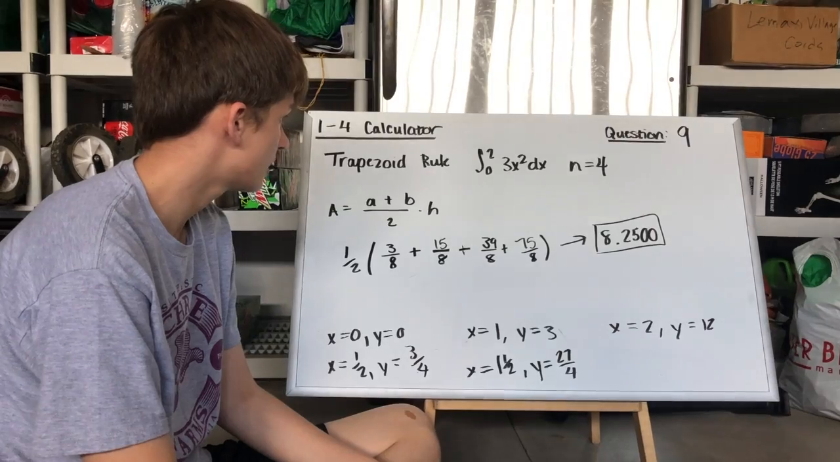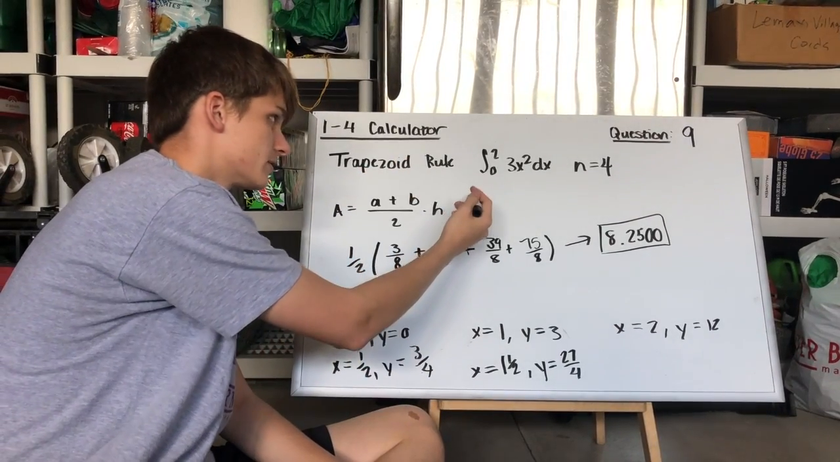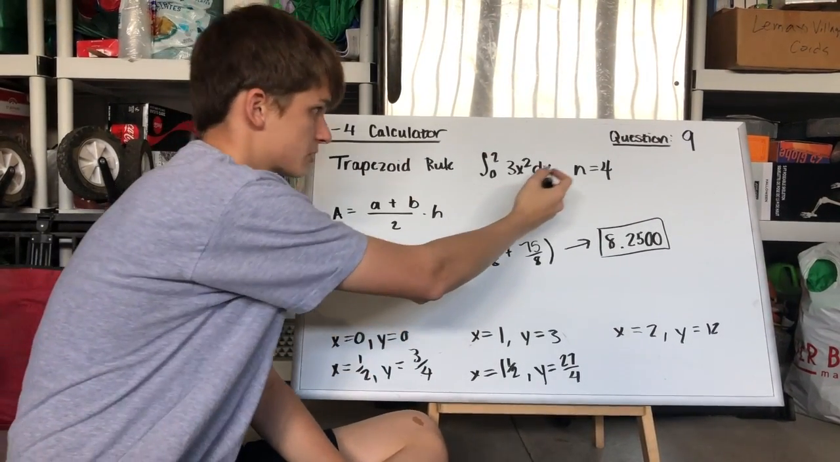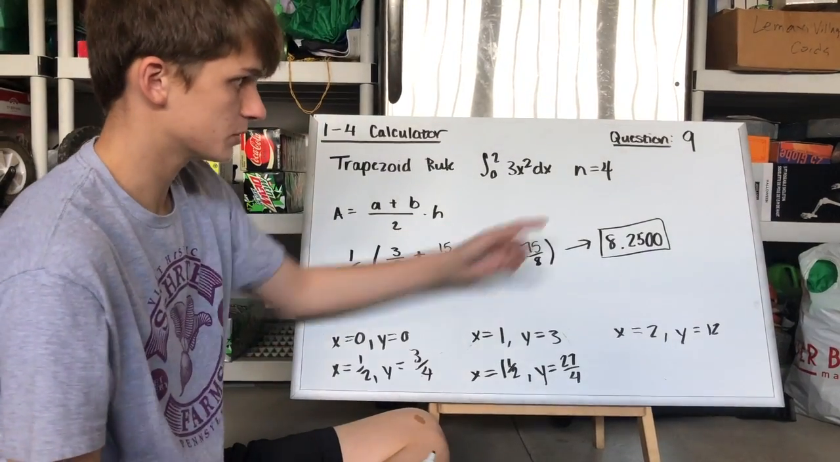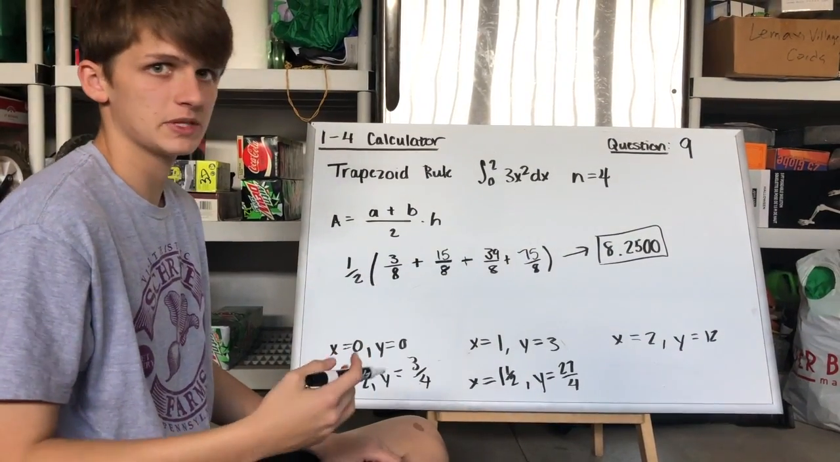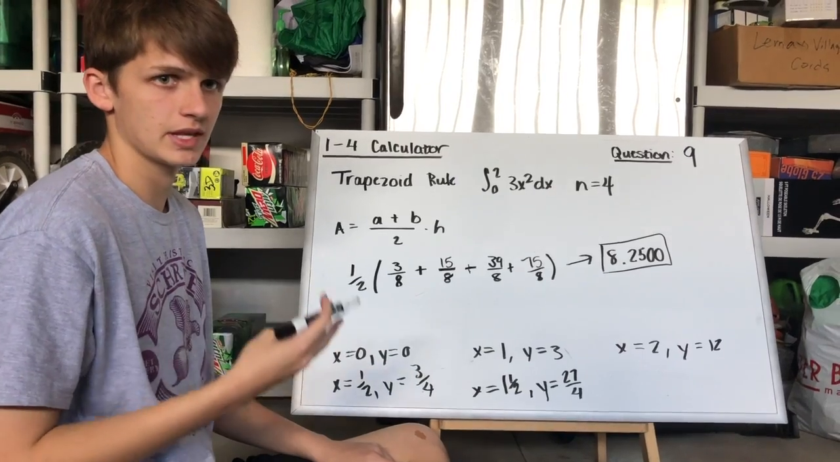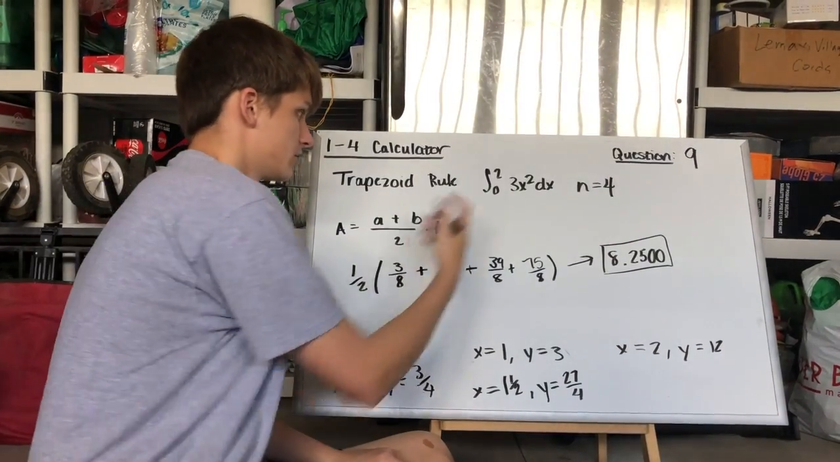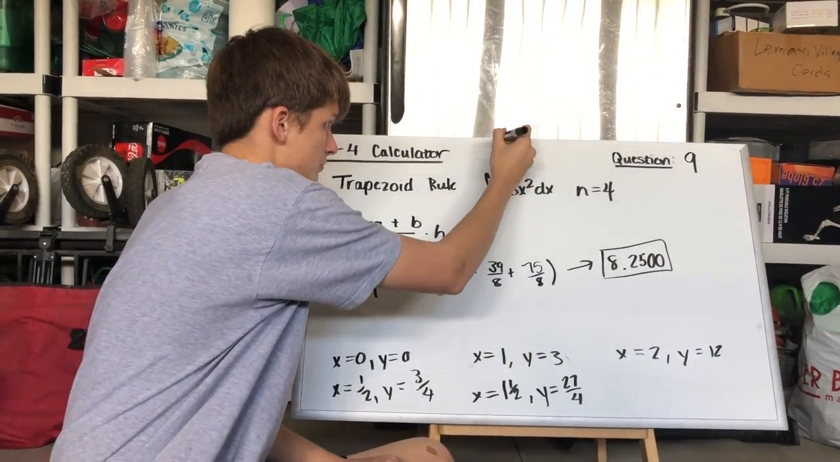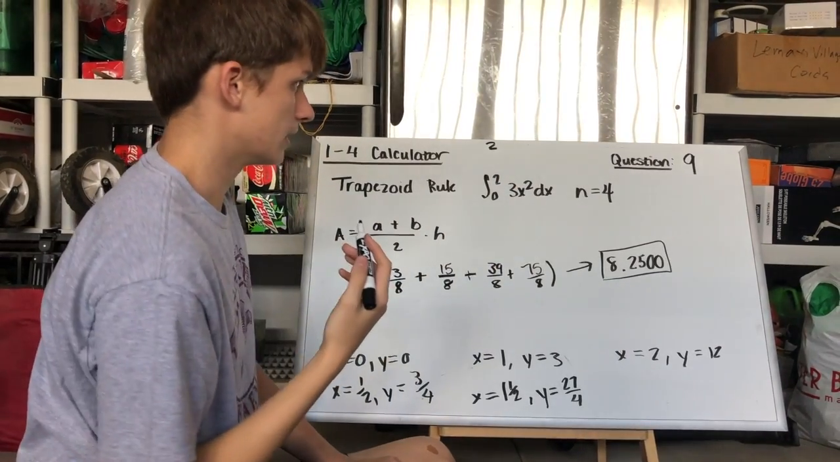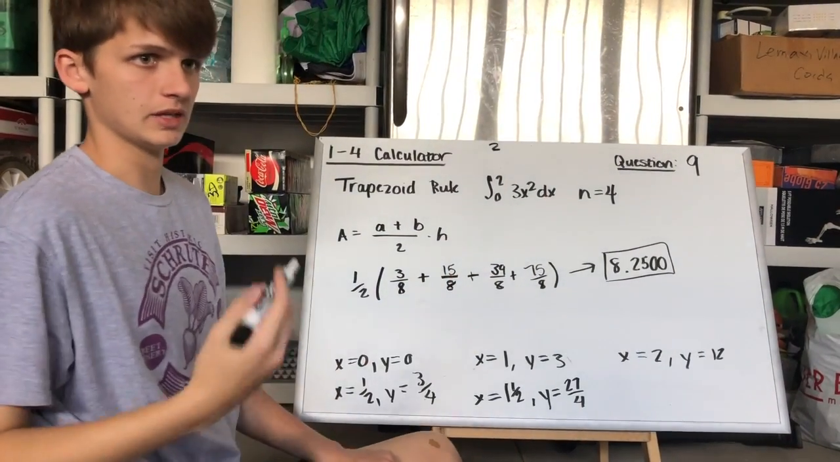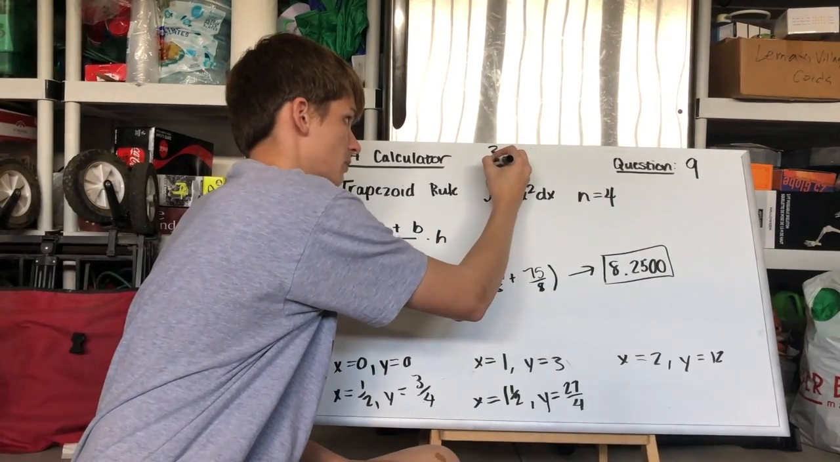For question 9, we're asked to use the trapezoid rule to solve the integral from 0 to 2 of 3x squared dx, and n equals 4. So n equals 4 means that we're going to have 4 different trapezoids that have an equal height. Since we're solving from 0 to 2, we have 2, and since we have to split it into 4 equal trapezoids, we have to divide by 4.